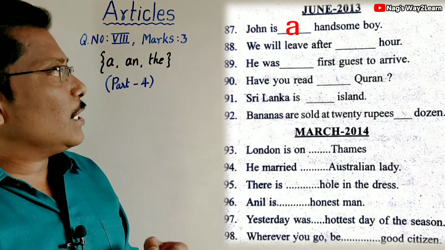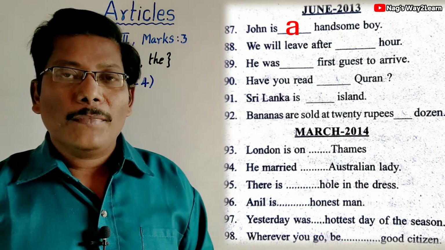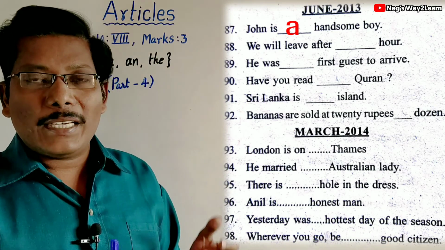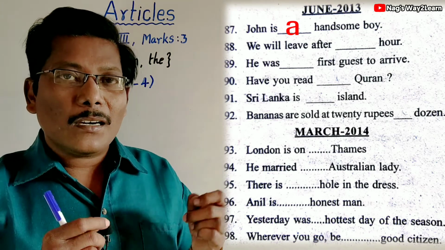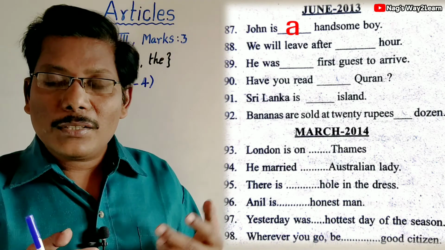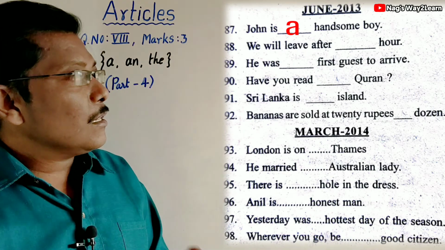Next one, we will leave after dash hour. In the previous exercise I told you that in the word hour H is silent, so the next letter is O. O is a vowel, so therefore an hour.